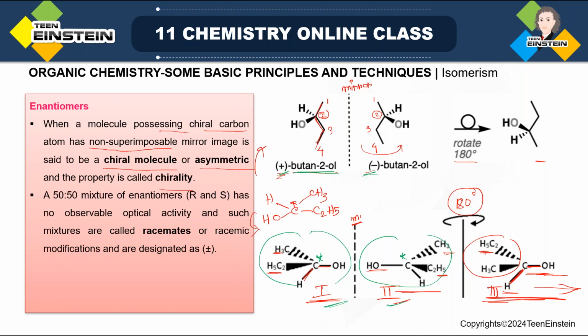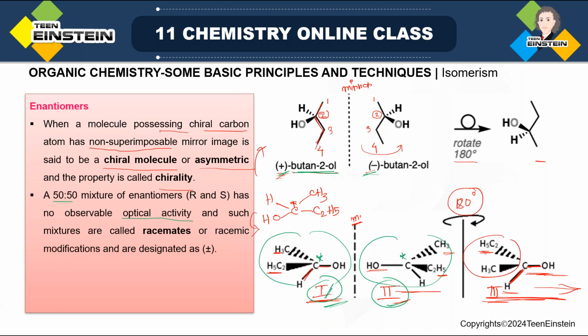But for these two enantiomers, when there is one chiral center, there will be one R isomer and another one will be S. And suppose there is a 50-50 mixture, suppose you have 1 and 2, these two enantiomers in 50%, 50%. So that is why it is a 50:50 mixture of these two isomers. So what will happen? There will be no observable optical activity. And this type of mixture, we will call a racemate.